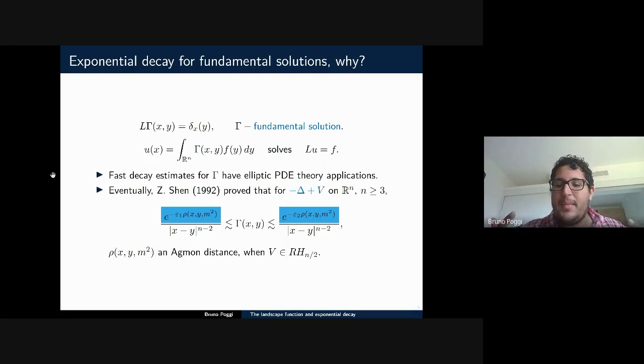it implies several properties that are useful in harmonic analysis, for instance. For example, if you have certain polynomial decay estimates for the fundamental solution, then you can show that certain Riesz transforms associated to these Schrödinger operators will have L^p bounds.